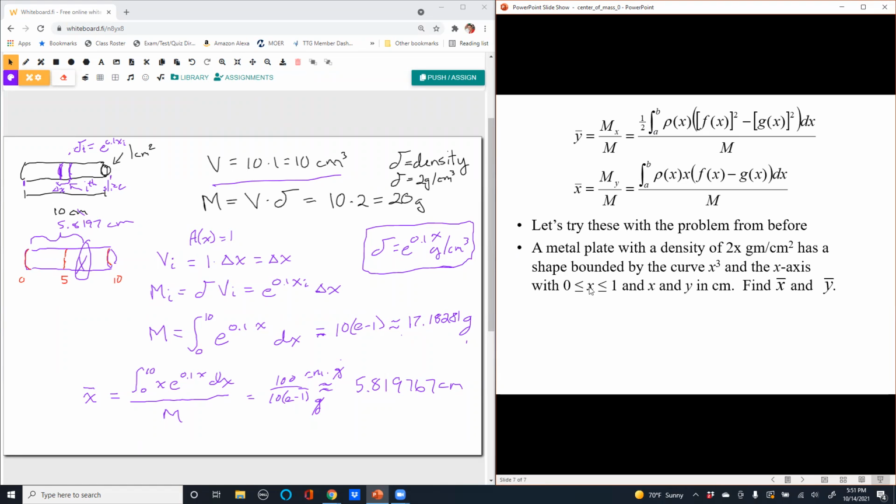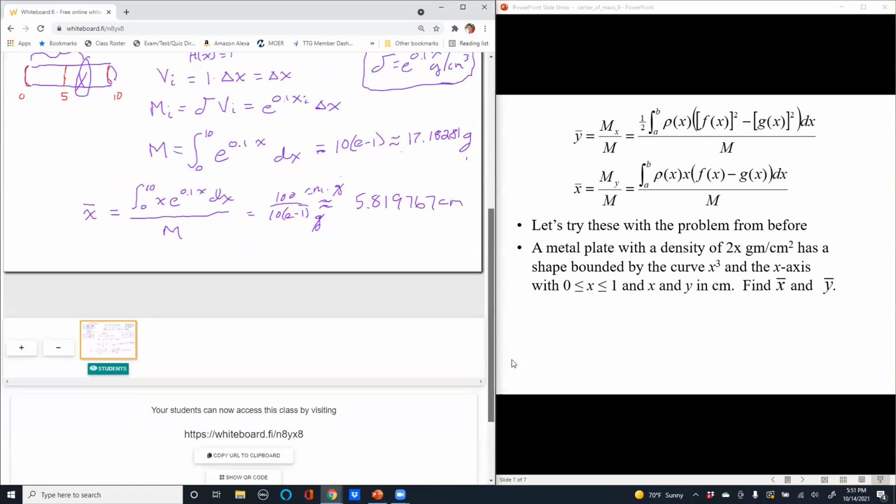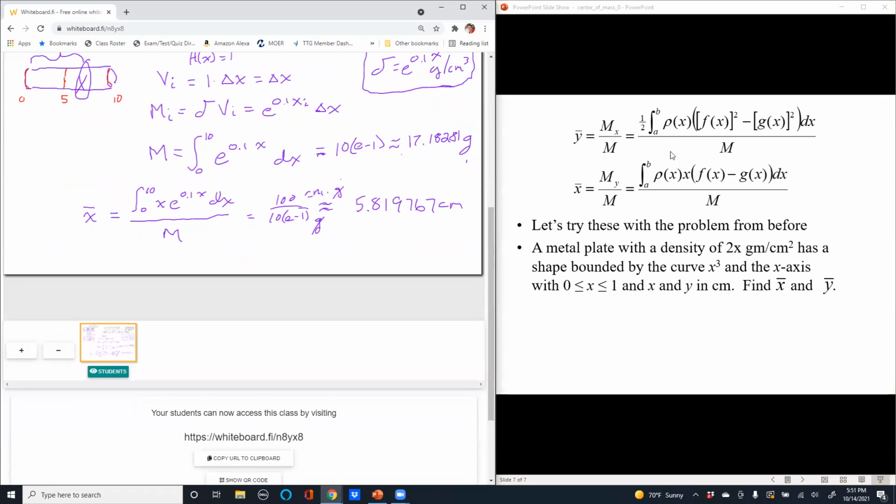And now let's try this with this problem. All right. And I know these formulas are messy. Do not think you have to memorize them. These are formulas I'd give you on the exam.